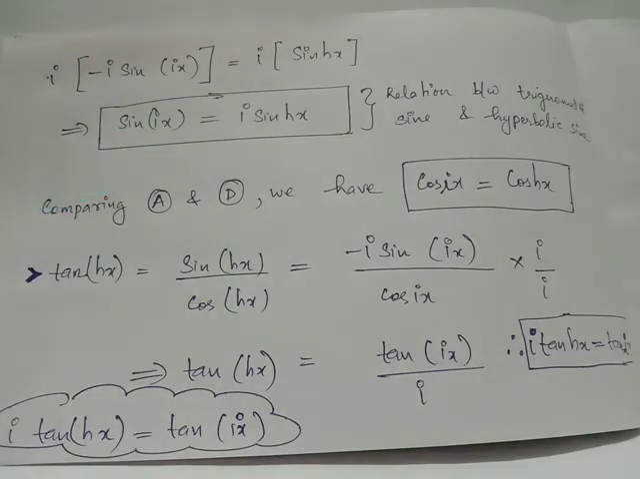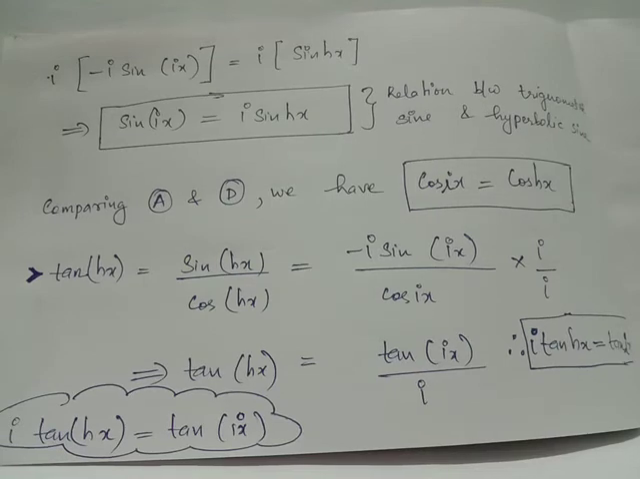If we compare equations A and D, again you notice that both these equations have the same RHS. Thus, you can equate cos ix equals cos hx. Now we have obtained the relationship between hyperbolic sine and trigonometric sine, also hyperbolic cosine and trigonometric cosine. We can now establish the other relations that exist between hyperbolic functions and circular functions.